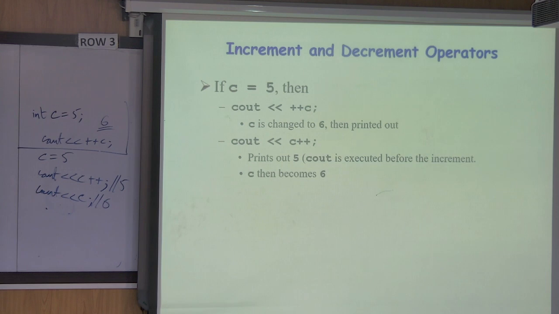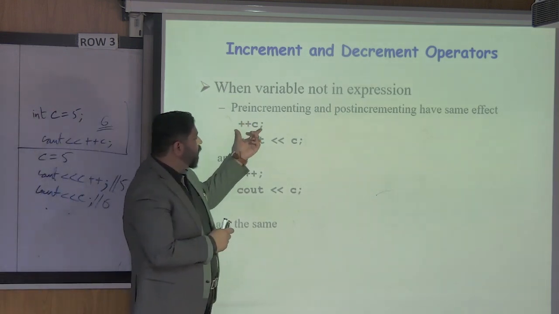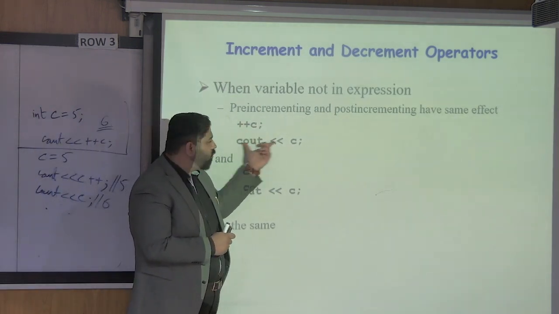ये सी आउट के साथ है. इन स्टैंड अलोन कैपेसिटी, C is 5 फॉर एग्जाम्पल. दोबारा देखें. C is 5, प्लस प्लस C. C out C क्या डिस्प्ले?